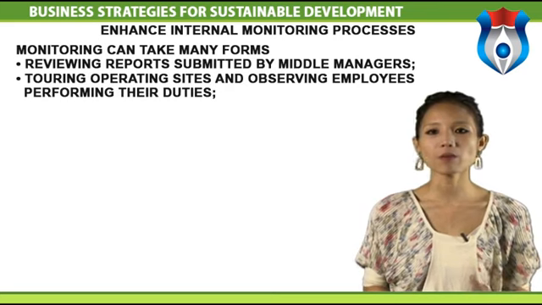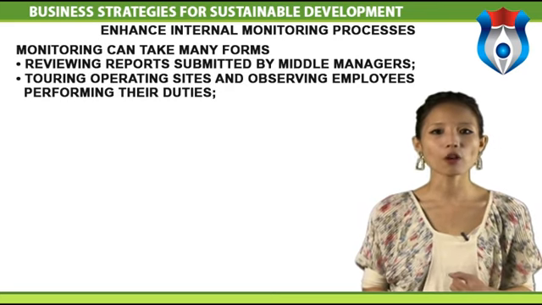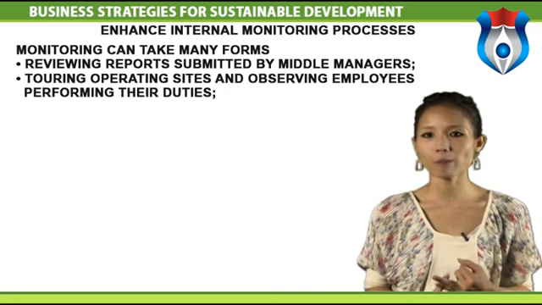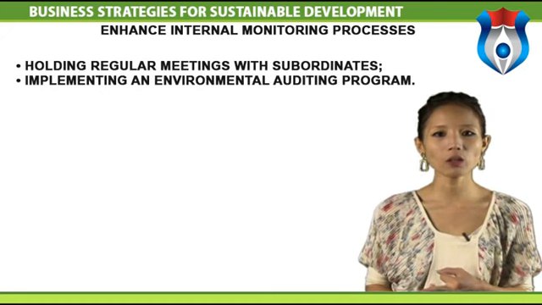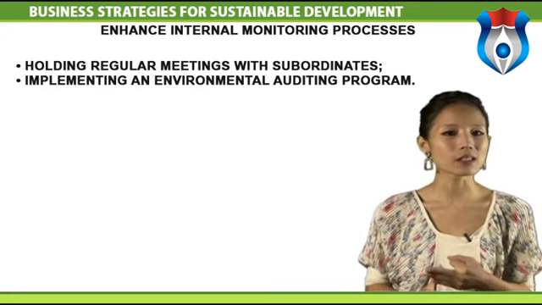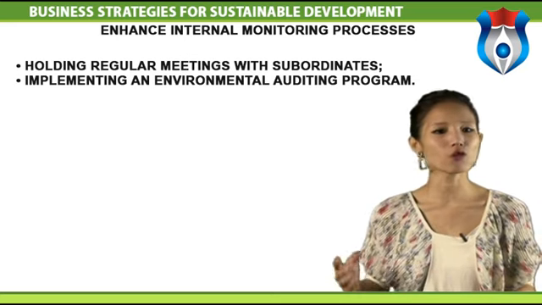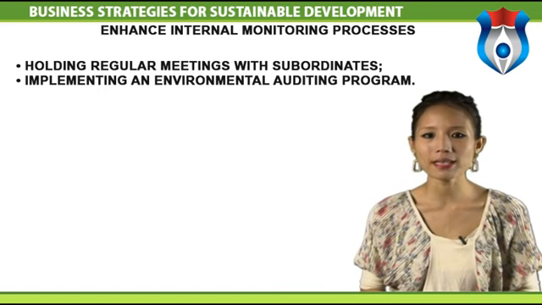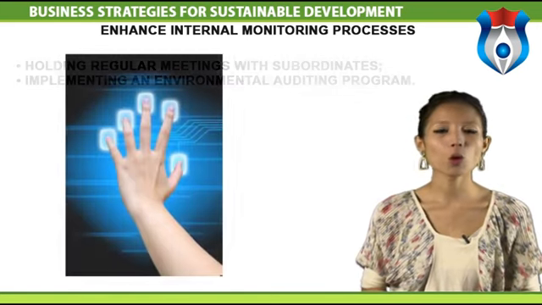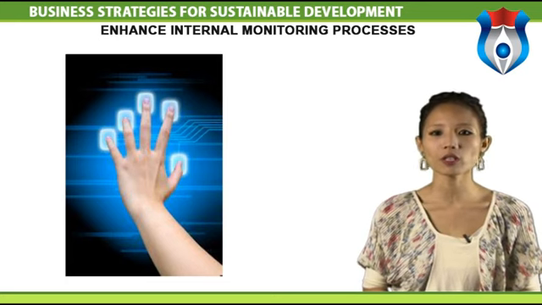Monitoring can take many forms, such as reviewing reports submitted by middle managers, touring operating sites and observing employees performing their duties, holding regular meetings with subordinates to review reports and to seek input on how the procedures and reporting systems might be improved, and implementing an environmental auditing program. Organizing an internal environmental audit is a practical way to monitor the implementation of management policies.